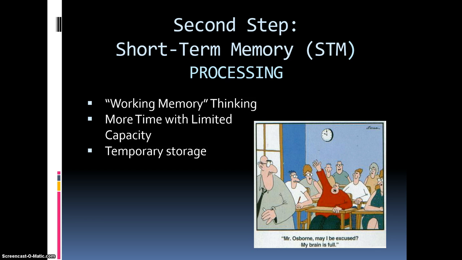And if you recall, this is where the information is processed. This is the working memory of the mind. This is where all the thinking is done. There's more time in this part of the mind with limited capacity. There's a temporary storage. There's only so much information the mind can hold at one time here.